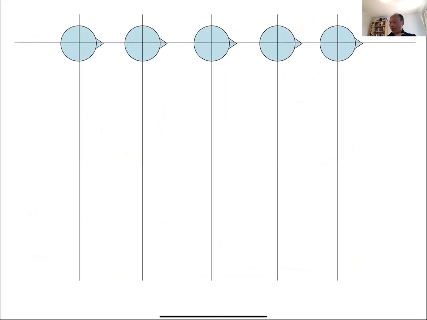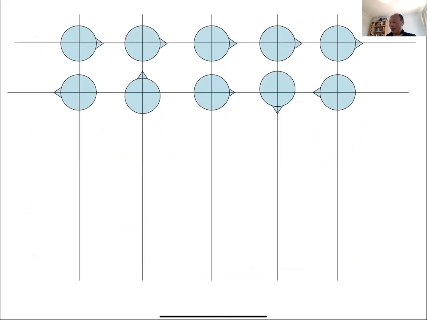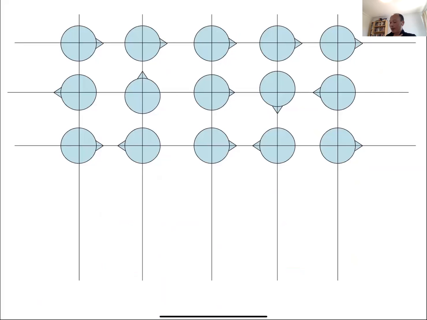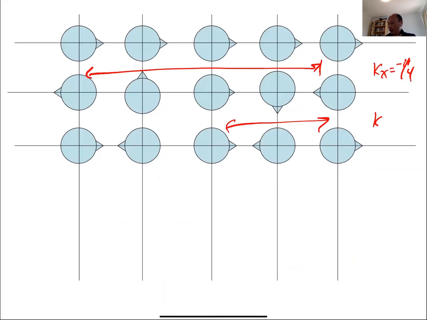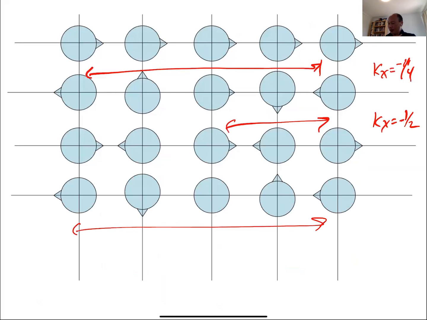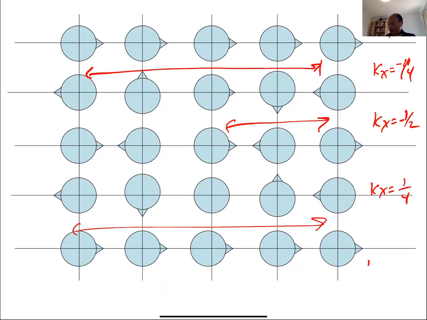This is just showing it from a top view. Once again, this is the period of 4. Now we have a period of 2. So this is kx equals minus 1/4. Kx equals a half, or we can call it minus a half. And then this is kx equals 1/4. And this is kx equals 0.